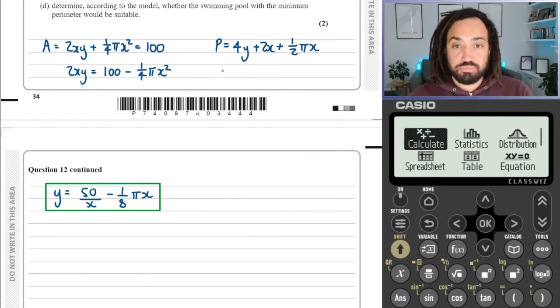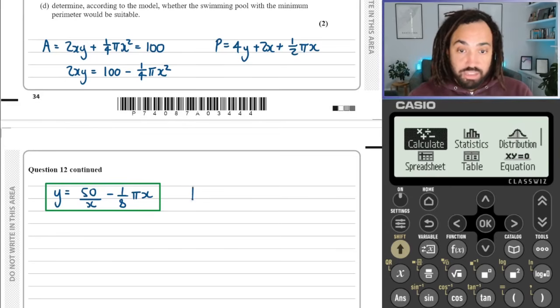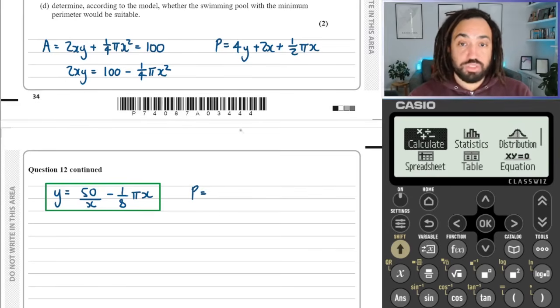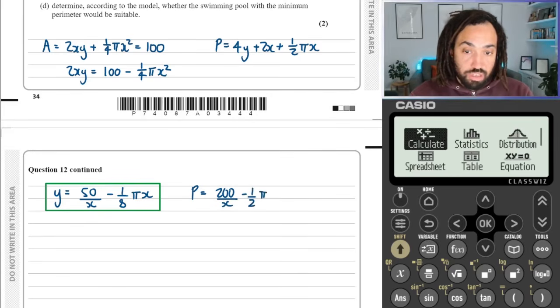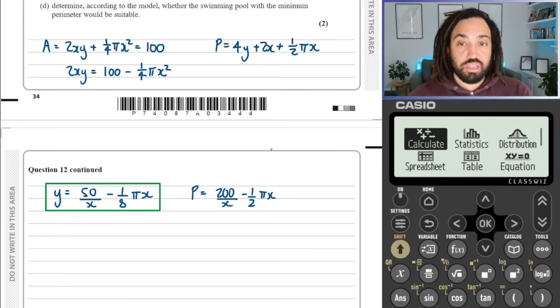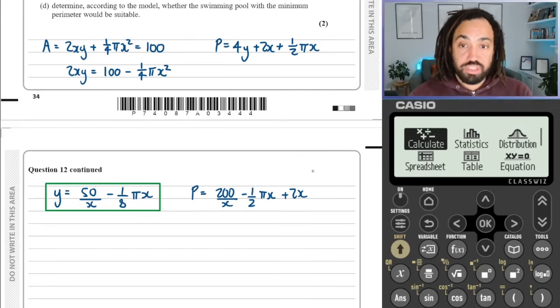Okay, so all we need to do now is just substitute the y, which we have down here. So we can say p is equal to 4 lots of y. So timesing this by 4 gives me 200 over x. Timesing that by 4 gives me minus a half pi x, and then we've got 2x, and we've got this a half pi x.